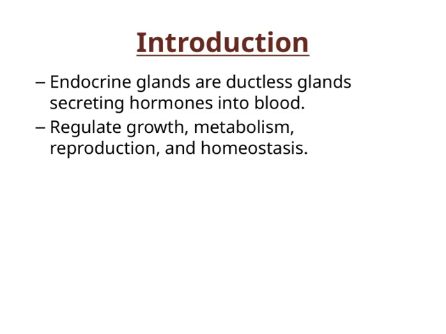Endocrine glands are ductless glands, which means they don't have any tubes or ducts to carry their secretions. Instead, they release hormones directly into the bloodstream. These hormones then travel throughout the body to target specific organs or tissues. The main role of these glands is to help regulate critical functions such as growth, metabolism, reproduction, and maintaining the body's internal balance or homeostasis.